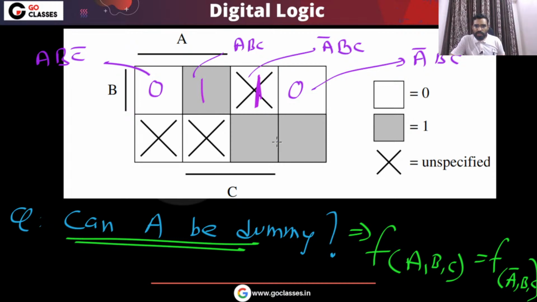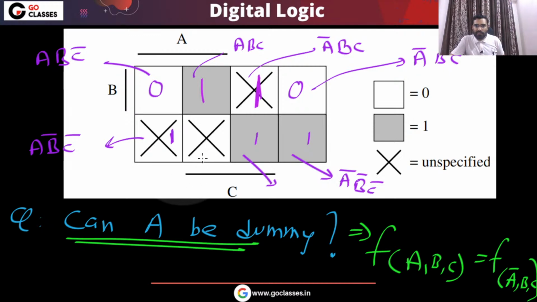Are you getting my point? Here both are 1, 1. This one is A bar, B bar, C bar. And what is this? This is A bar. Where is A, B bar, C bar? This is where you have A, B bar, C bar. So yes, I can make it 1.